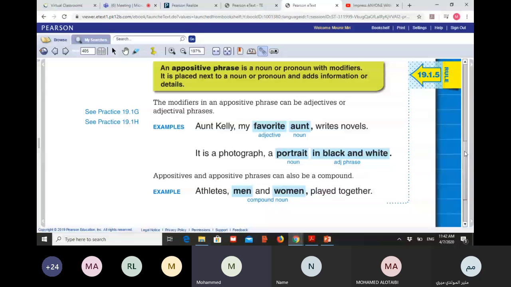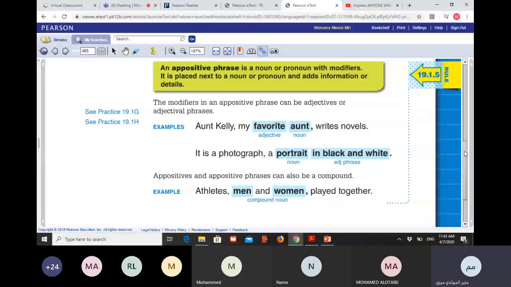Favorite, adjective, and aunt, noun. It is a photograph, a portrait in black and white. Portrait, noun; in black and white, adjectival phrase. Okay, so here, where are the appositive phrases? In the first sentence and in the second sentence. In the first example, where is the appositive phrase? It's obvious. Aunt Kelly, my favorite aunt.